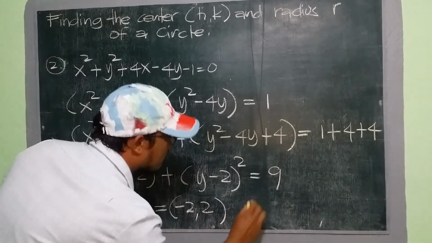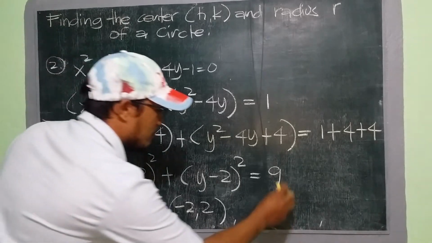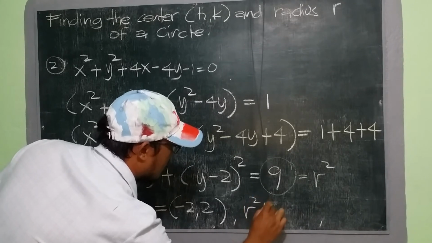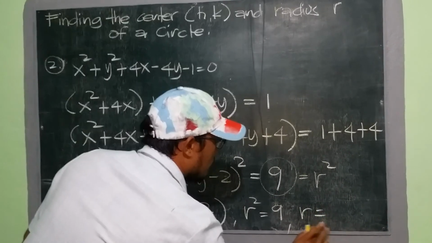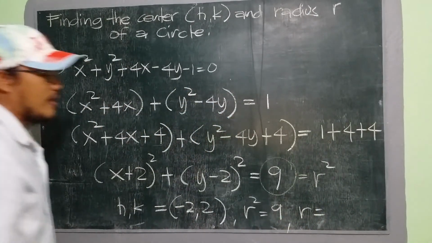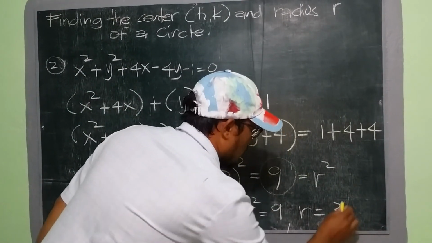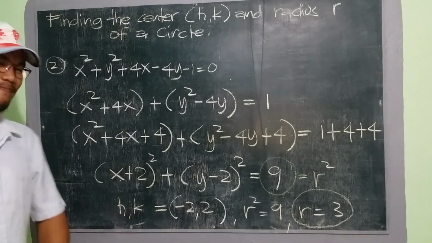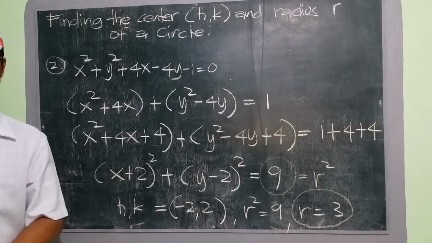Then next we have, remember 9 here is our r squared. Therefore, r is equal to the square root of 9. That is 3. We're going to use the principal root, which is positive 3, because we don't use negative as our radius. So that's all. Hope you like my video all about finding the center of a circle, h k, and the radius r. See you next time.